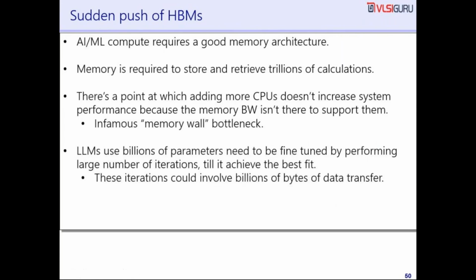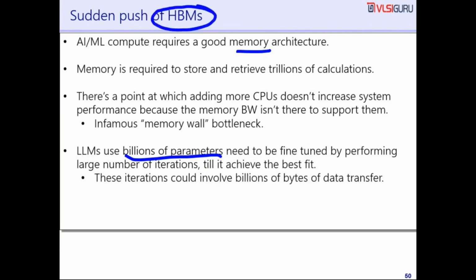Now, what does fine-tuning these parameters have to do with the memory? Whenever we are doing fine tuning, we have to run that entire set of iterations, the entire set of operations, all over again. So that involves a large amount of data transfer between the CPU and the system memory. HBM falls under the system memory category. It is not a storage memory.